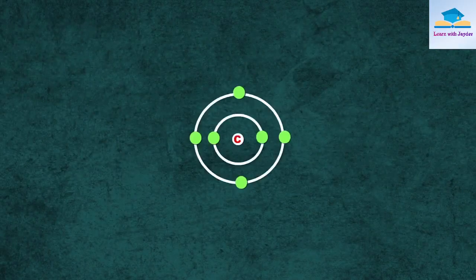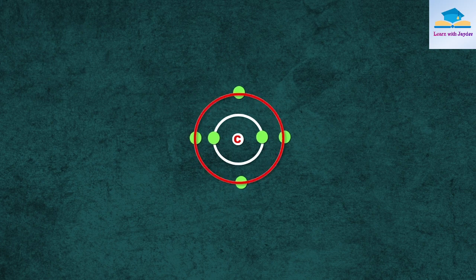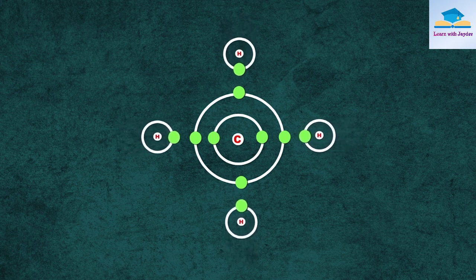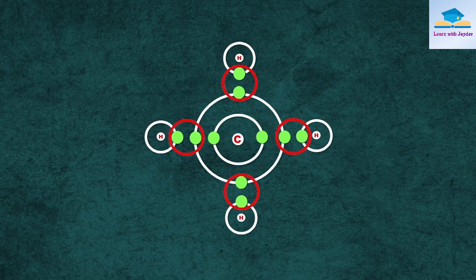Similar is the case when carbon and hydrogen atoms are combined. Now, for carbon to fill its shell, it will share one electron each with 4 hydrogen atoms and thus form a bond. This is how electron sharing takes place between atoms of different elements.